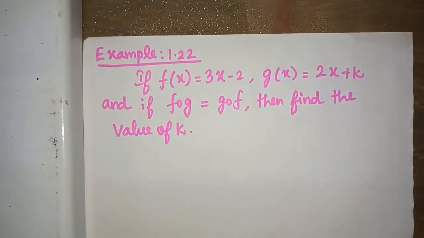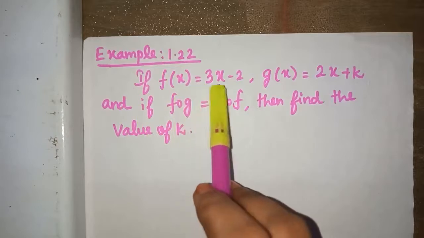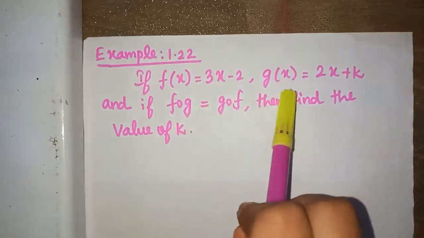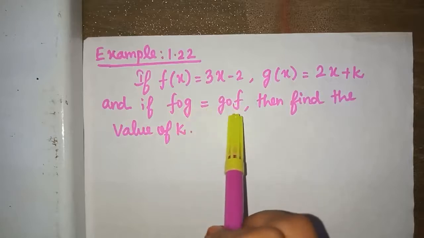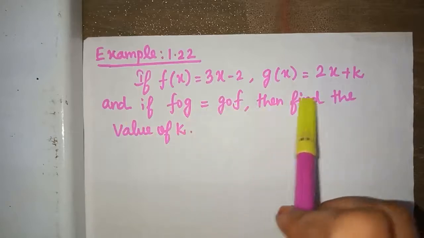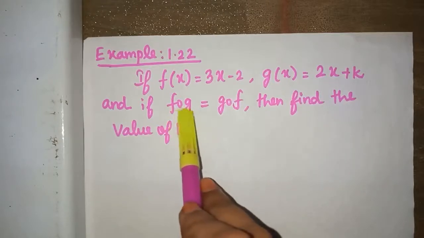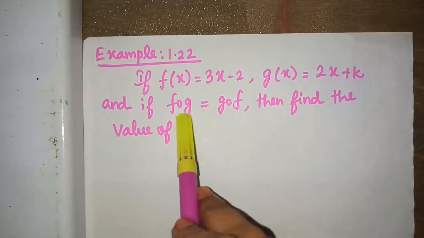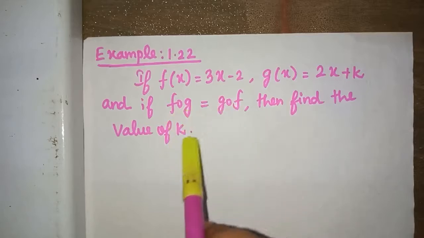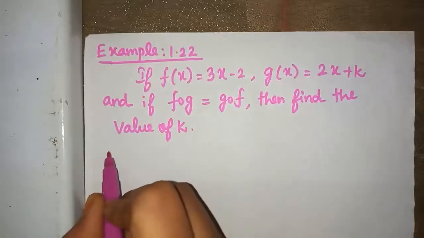Next we are going to see example 1.22. If f of x is equal to 3x minus 2, g of x is equal to 2x plus k, and if f composite g is equal to g composite f, then find the value of k. In this question, you have to find f composite g and g composite f. Then you have to equate the two compositions of function. Then you have to find the value of k. Let us see the solution.